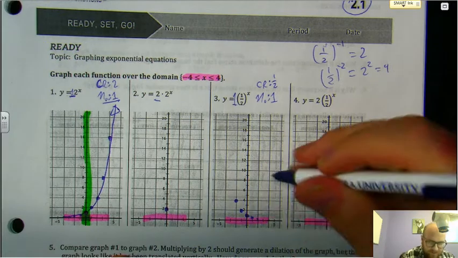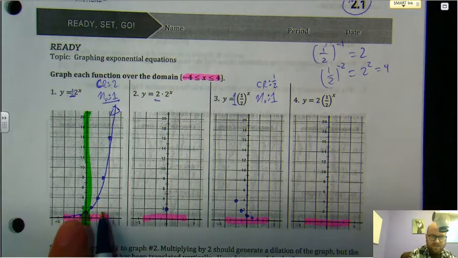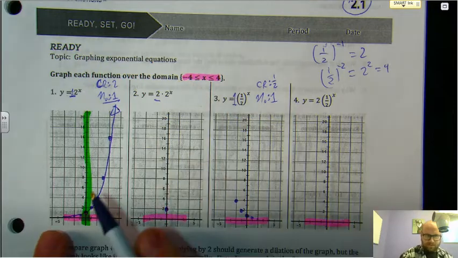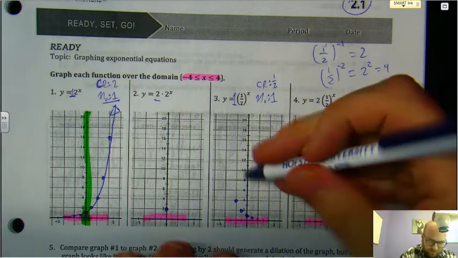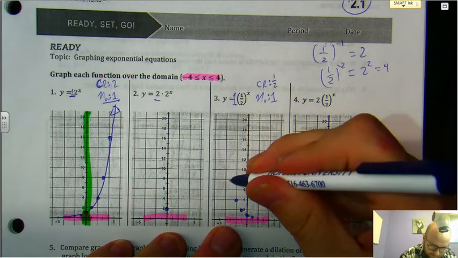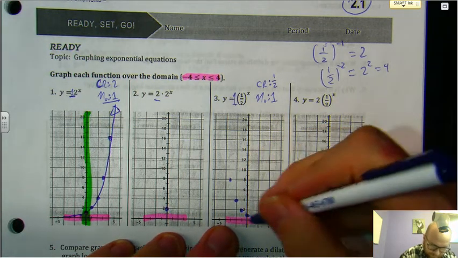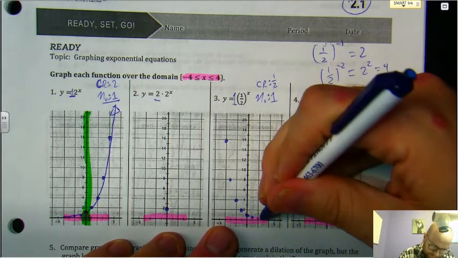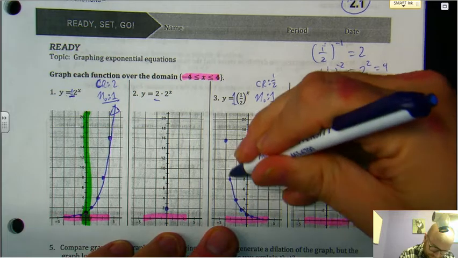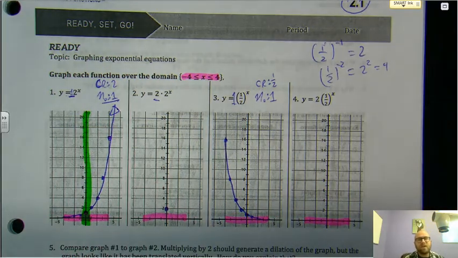And what I want you to see is it's following the same pattern as number 1, except instead of doubling, we're halving. So it kind of flips around the y-axis. So we're seeing that relationship go the other way. 8 at -3 and 16 at -4. So it does a little thing like this. Okay. So that's how we graph those.